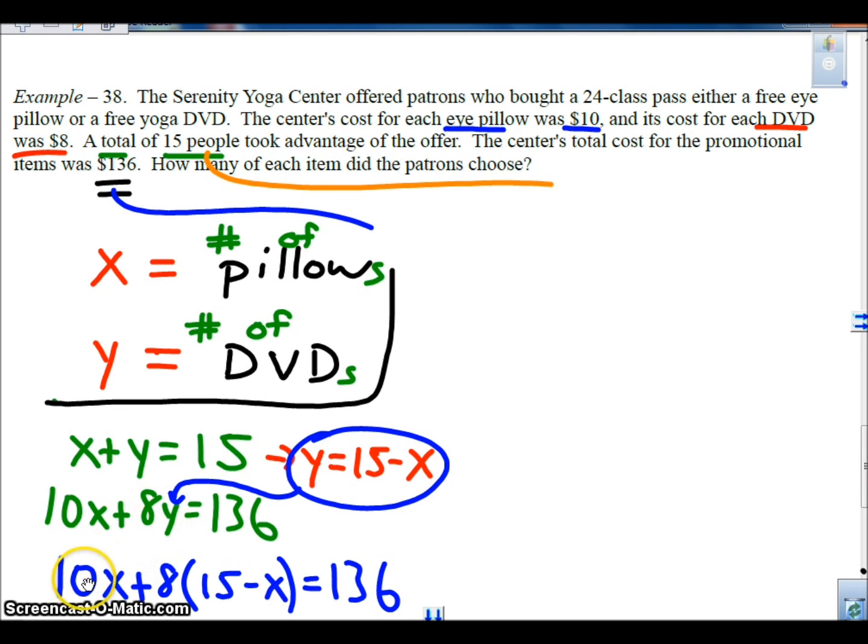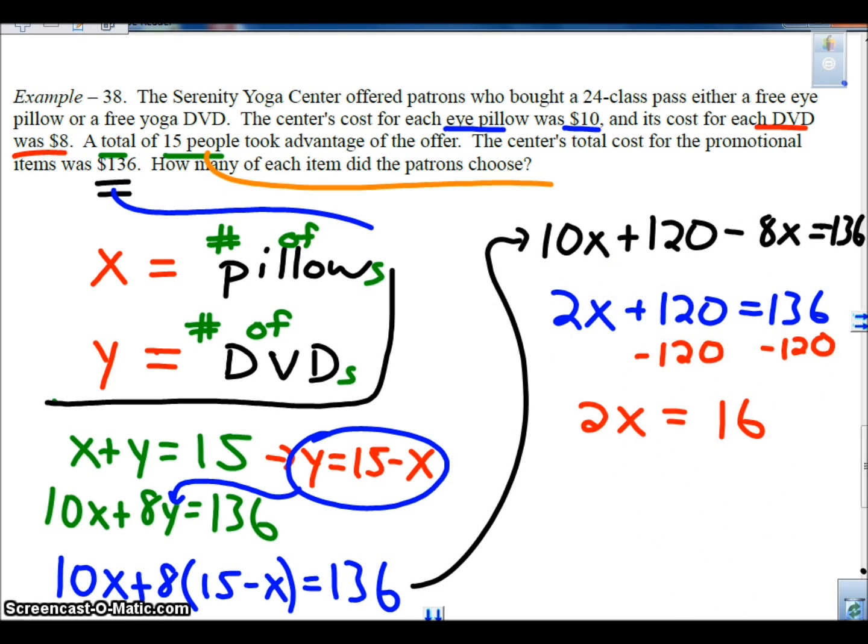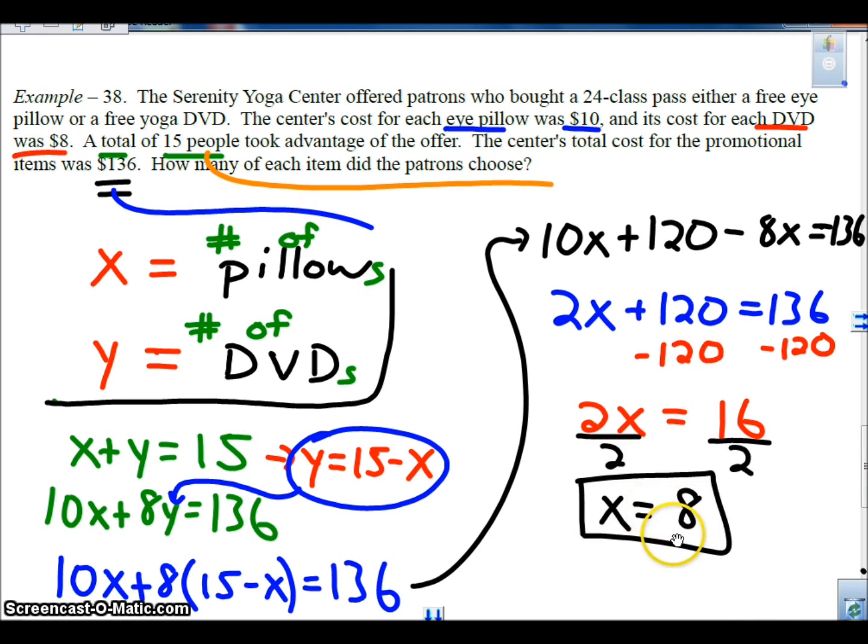And so what we're going to end up getting here is 10X plus 8 times, instead of Y, we'll have 15 minus X, equals 136. And now that we've substituted into this equation, we can now solve for X. We'll first distribute the 8. And so we'll get 8 times 15, which is 120. 8 times X, which gives us 8X. We'll combine like terms. 10X minus 8X gives me 2X. Subtract the 120 to the other side, and we get 2X is equal to 16. Divide by 2 on both sides, we get X is equal to 8.